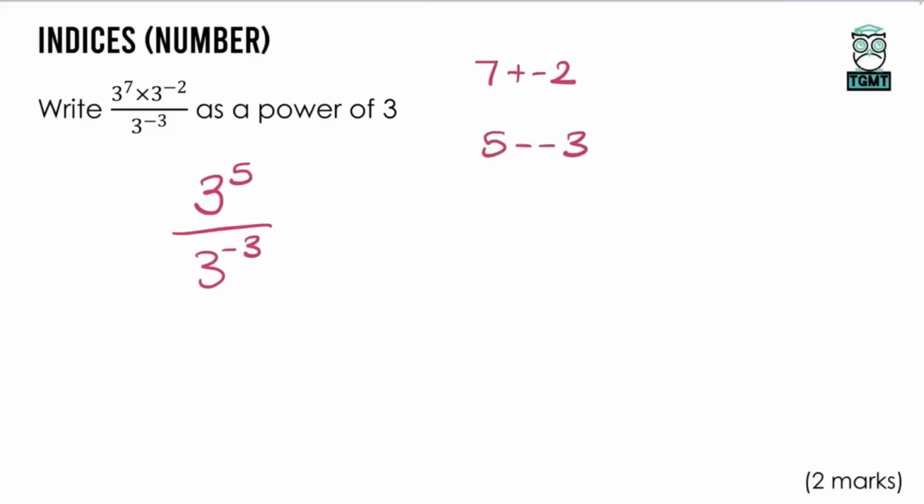And again, you can type that into the calculator, but 2 negatives next to each other like this turn into a plus. So 5 add 3 would give us the power of 8. So we have 3 to the power of 8. Now the question here does say to leave it as a power of 3, so our final answer would be 3 to the power of 8. That's all that leaving it as a power of 3 means.